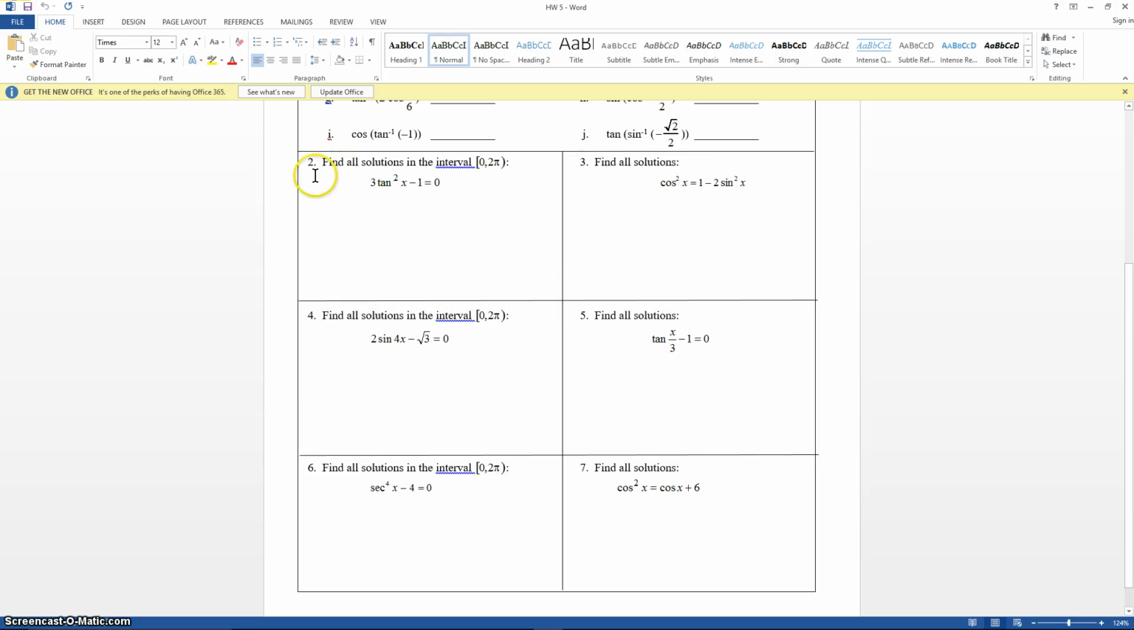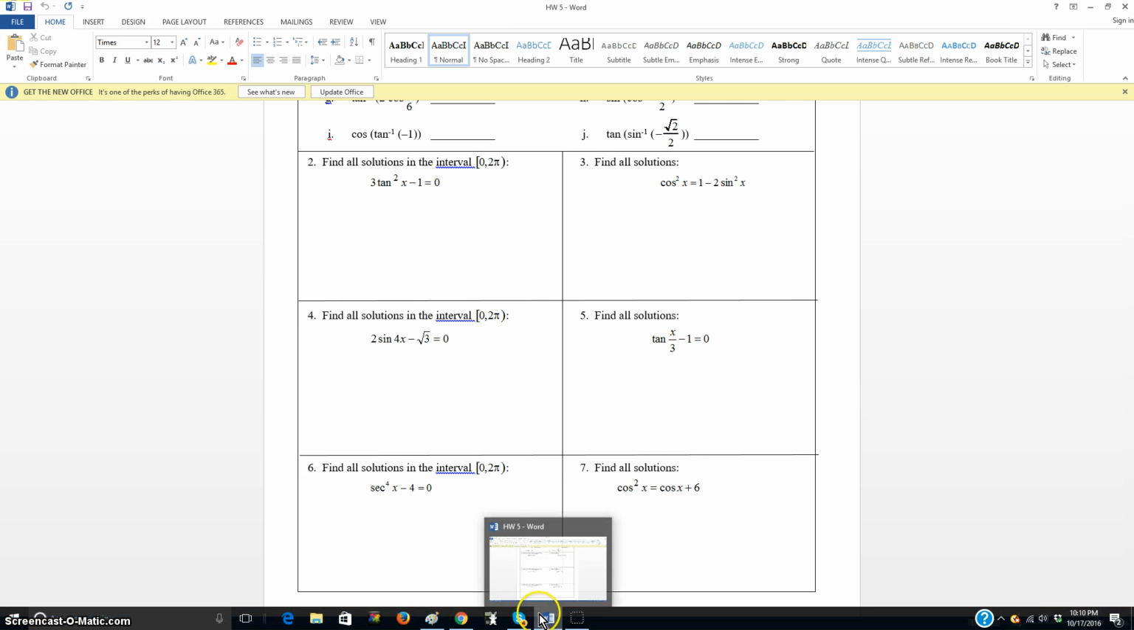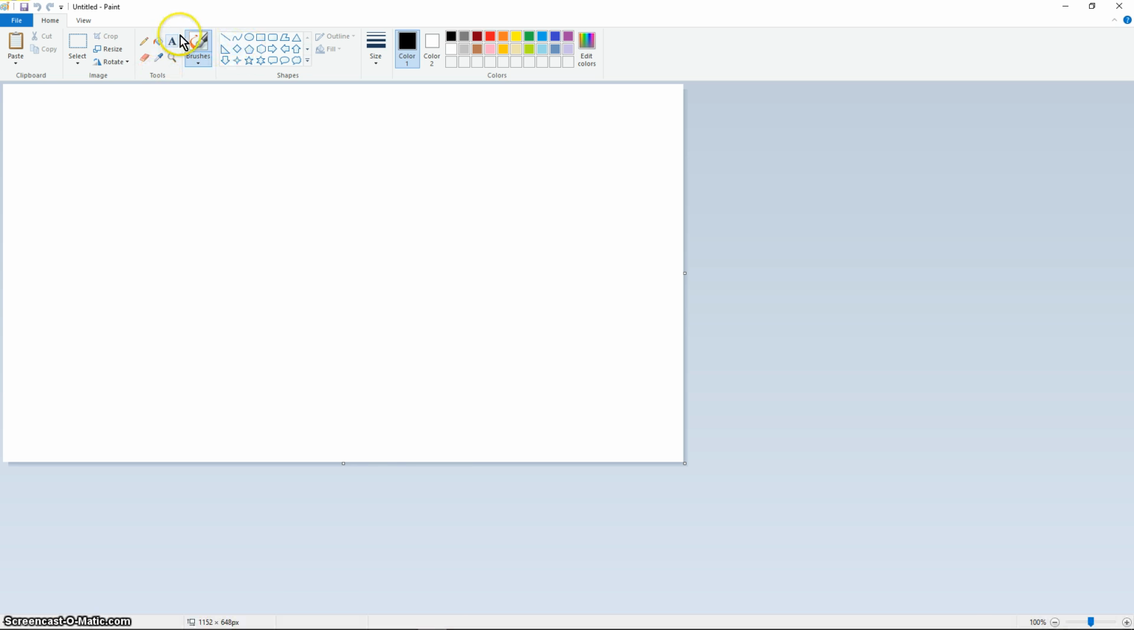3, 5, and 7 are very different from 2, 4, and 6. 2, 4, and 6 are giving you the interval from 0 to 2 pi. That's exactly what we did yesterday. In other words, you only go around the unit circle one time. 3, 5, and 7 don't have that. That means that you're not limited to only just one time. You can go a lot of times around the unit circle. That's going to be something important that we're going to take care of in a little bit. But what I would like to do is take care of 5 just to start off with.